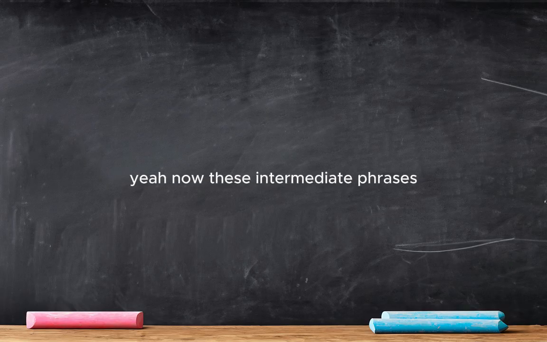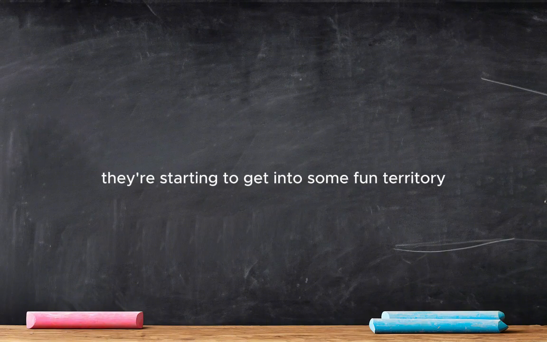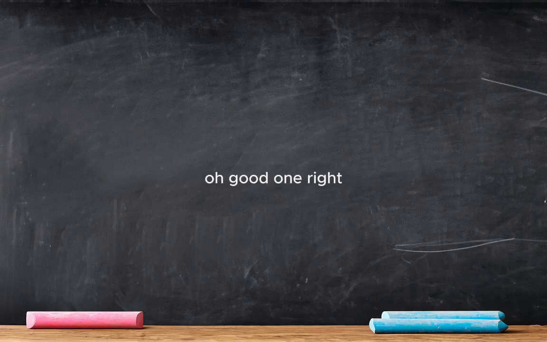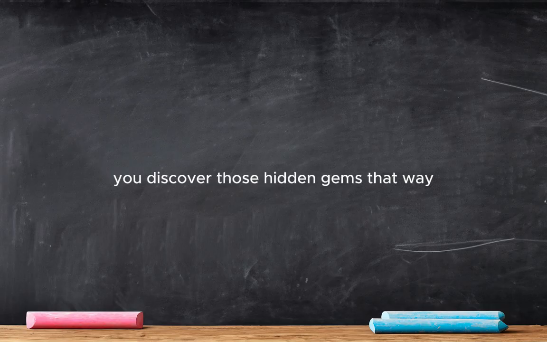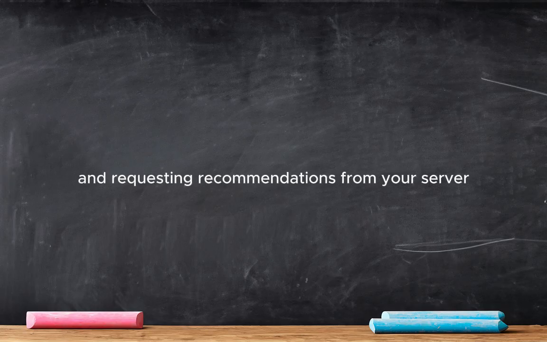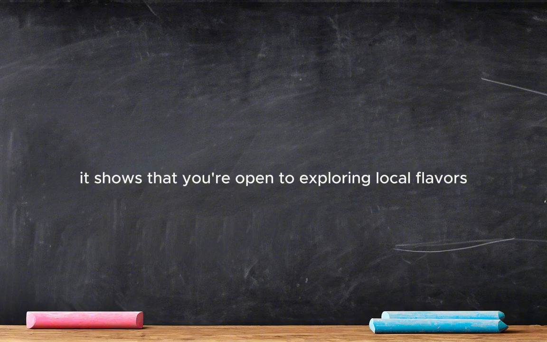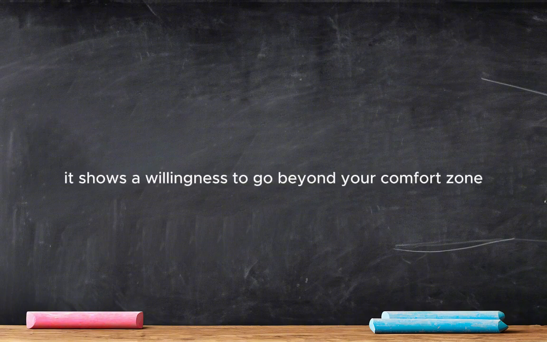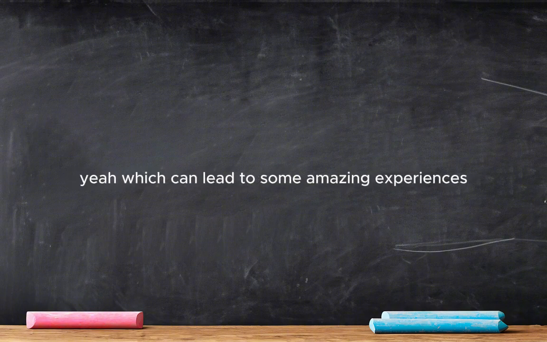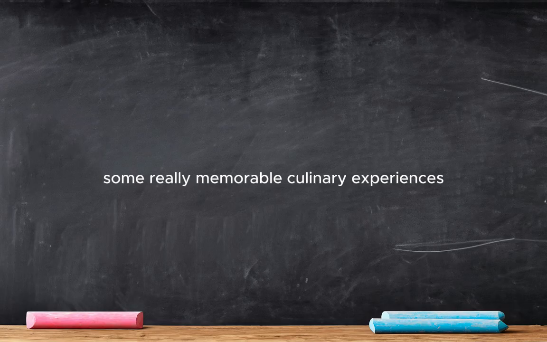Now, these intermediate phrases are starting to get into some fun territory. Like asking about the specialty of the house. Oh, good one. What a great way to try something new, something exciting. You discover those hidden gems that way, not always in the guidebooks. And requesting recommendations from your server shows that you're open to exploring local flavors. It shows a willingness to go beyond your comfort zone, which can lead to some really memorable culinary experiences.